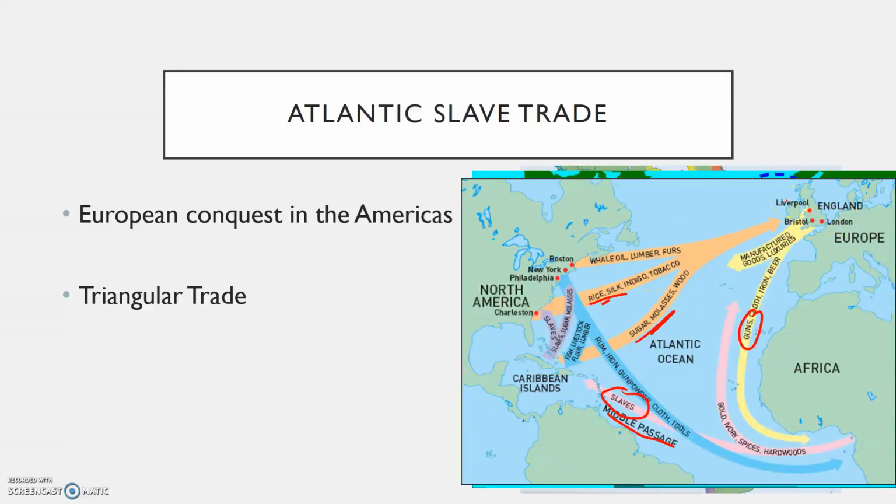So it was obviously all connected with each other. And then when it got back to Europe, those goods would be exchanged and processed for more money, and then it would start all over again. So it was just kind of this never-ending cycle.